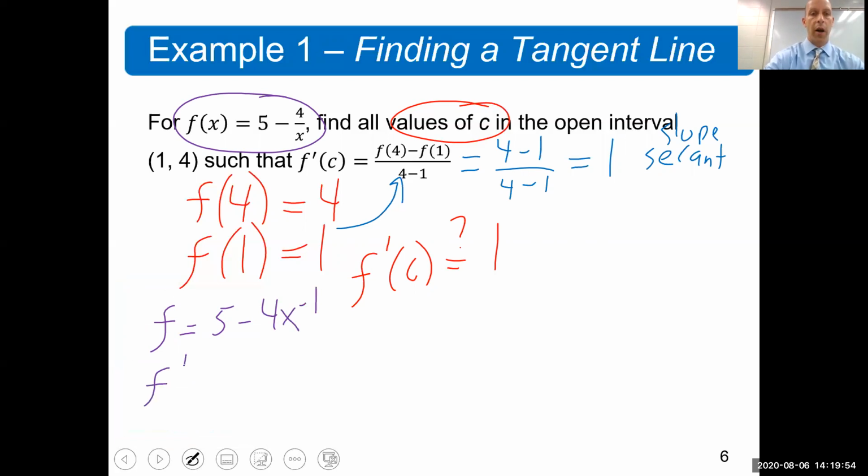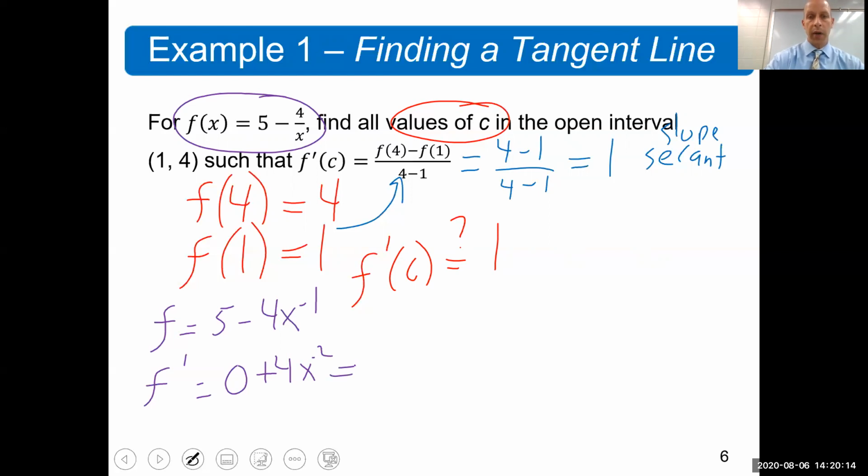So f prime is going to be equal to 0, and I'm going to cheat here a little bit. I just want to make sure that I get this correct. Then we're going to do the negative. We're bringing down the negative exponent of 1, so that's going to become plus 4, and then x to the negative 2.